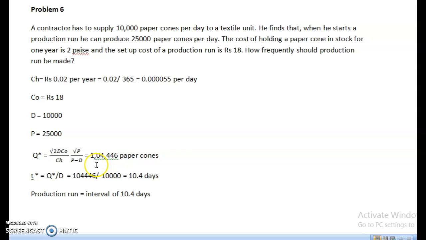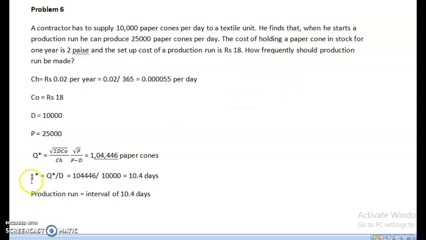Then we got the answer: Q optimal is equal to 1,04,446 paper cones. This is the optimal order quantity, but we want to know how frequently the production run should be made. It means the time interval.